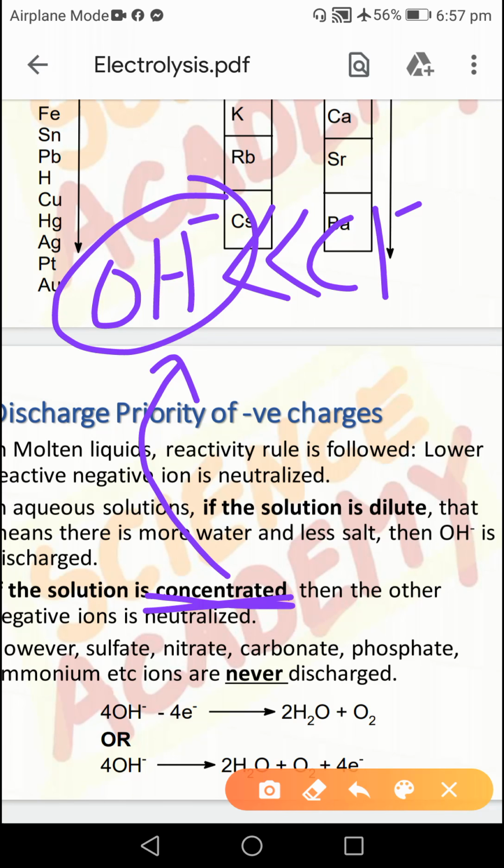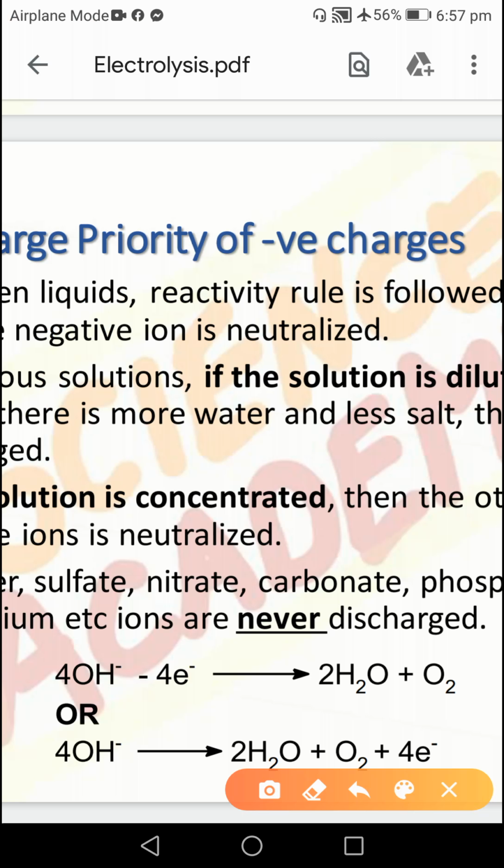Now what you have to do is memorize the discharge equation of hydroxide ion. This is very important. It's something that must be done, like you must drink water every day, or you must go to the toilet every day. Not twilight, it's toilet. You must go to the toilet or washroom every day. I don't know why I can't pronounce the word toilet properly.